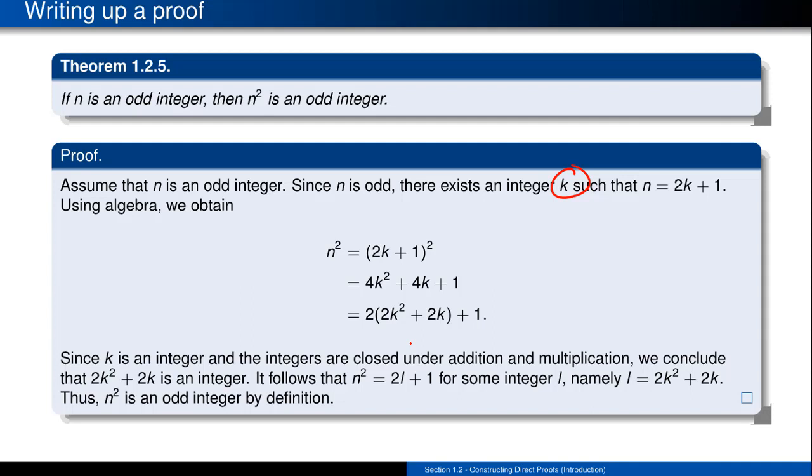integer. And now I'm at the stage that, hey, n squared does in fact look like 2l plus 1 for some integer. That's this definition of being odd. And I'm just going to go ahead and tell you what that l has to be. Namely, for this particular choice of l, which reads 2k squared plus 2k. And then at the very end, I'm going to wrap this thing by saying, thus, n squared is an odd integer by definition. If you wanted to, you could say by the definition of odd or something like that.